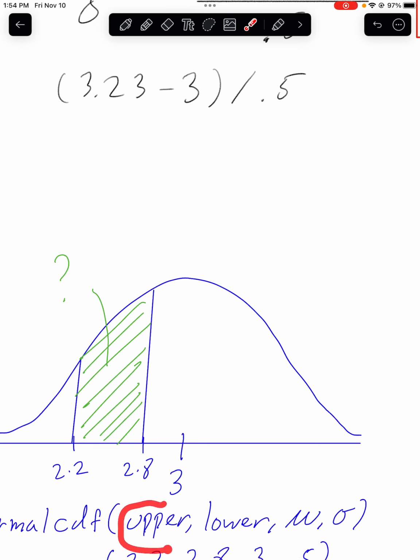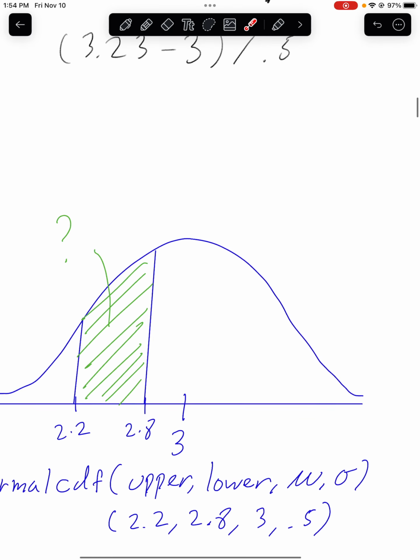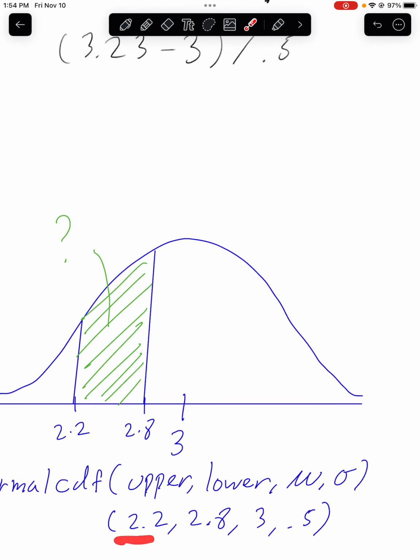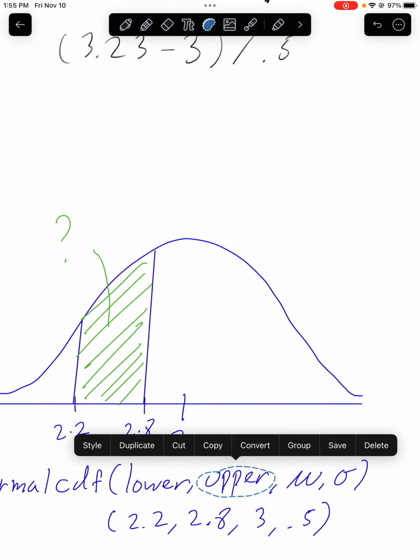The normal CDF function is going to take 4 inputs past these parentheses. One of them is the upper boundary, which in this case is 2.8. The other one is the lower boundary, which in this case is 2.2. Then we put in the average, the standard deviation, and hit enter. Oh, I switched it. The first input that you put in is the lower boundary. I switched that when I labeled this over here. Sorry about that. Hope I didn't cause any confusion.